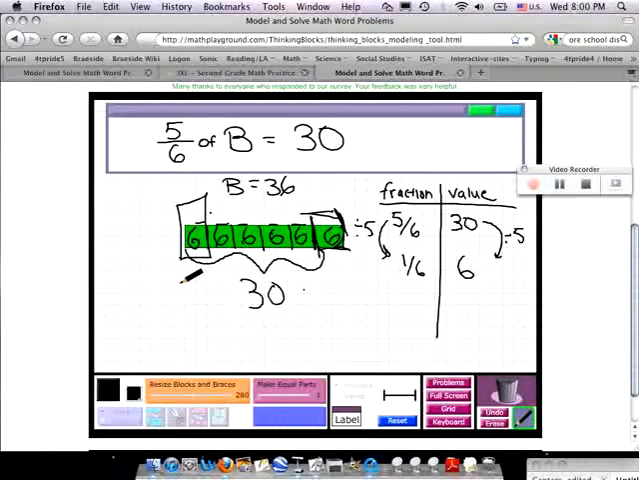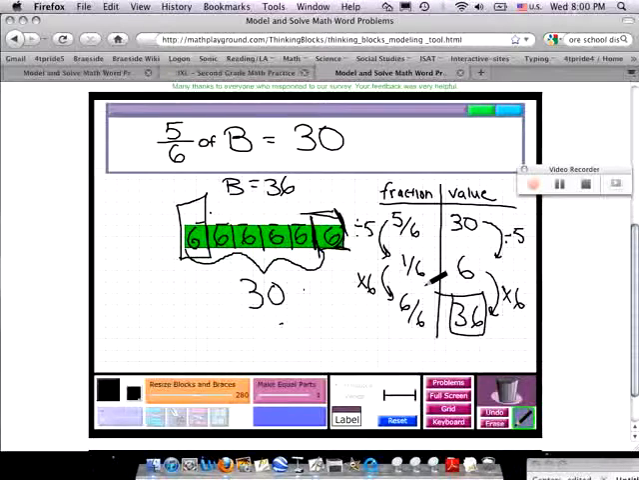And that's what we found out. We want to know what the whole thing is. So you're going to go to 6/6, which is multiplied by 6. Whenever you do one side, you must do to the rest. And you get the value of 36. So b is equal to 36. One is a more number sense style way to do it, and one is more visual. Choose the one that works for you.